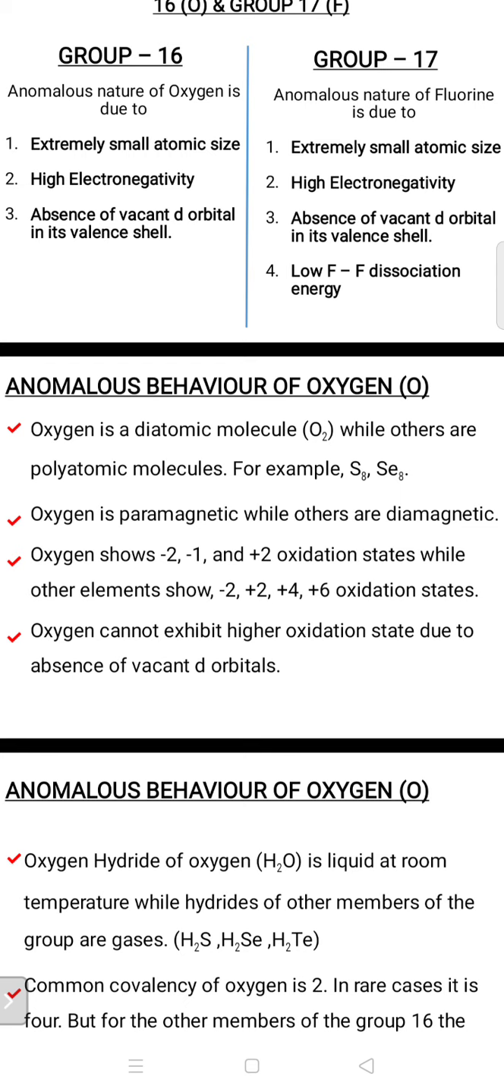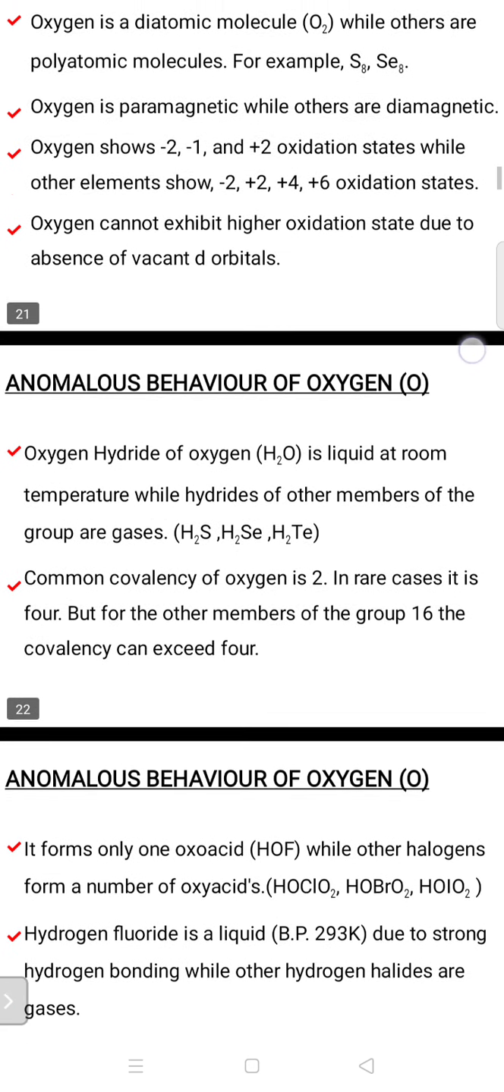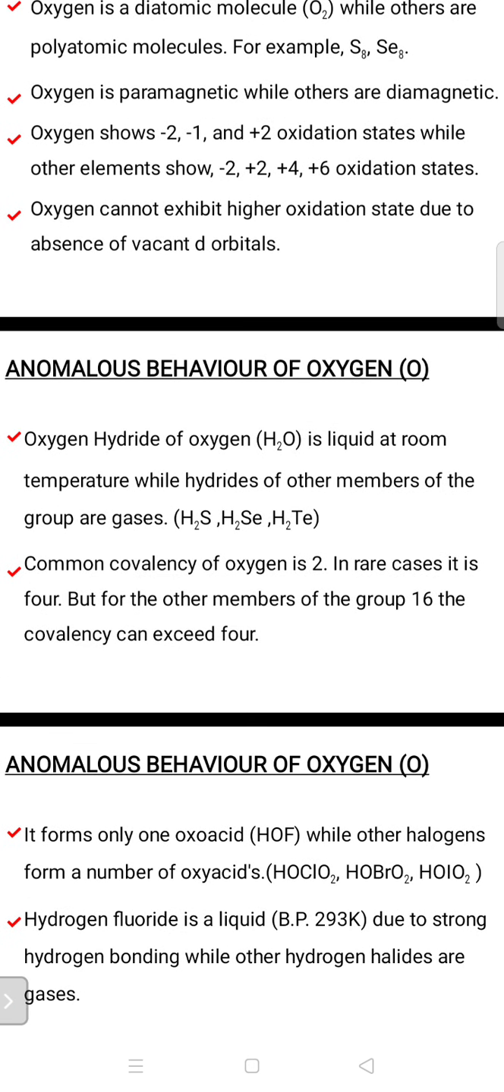Then, in the same way, we can discuss the anomalous behavior of oxygen. The hydride of oxygen, H2O, is liquid at room temperature, while hydrides of the other members of the group are gases: H2S, H2Se, H2Te. So these are the gases. Later on, the common covalency of oxygen is 2. In rare cases, it is 4. But for the other members of group 16, the covalency can exceed 4.